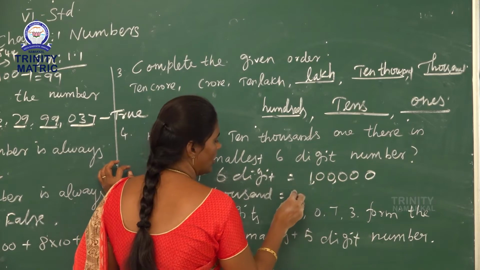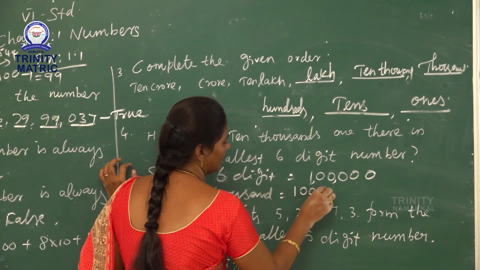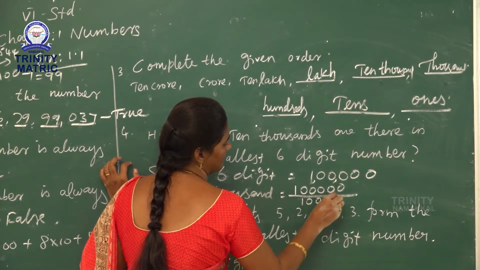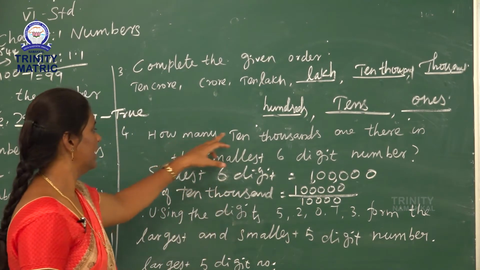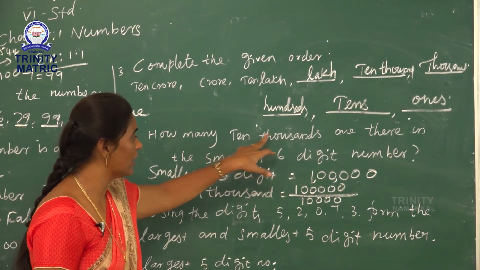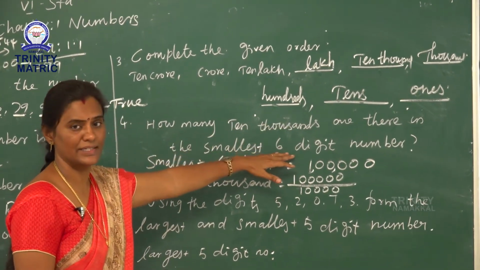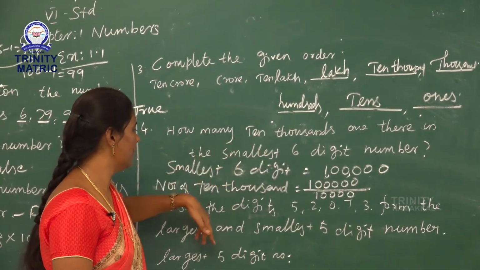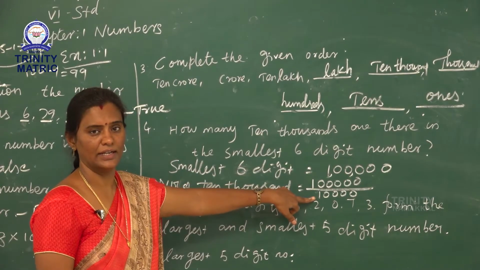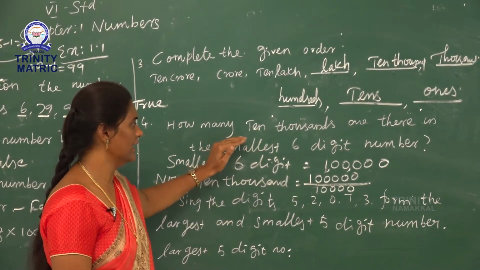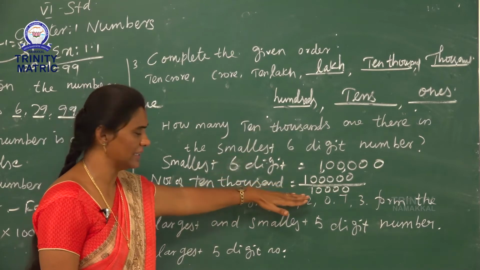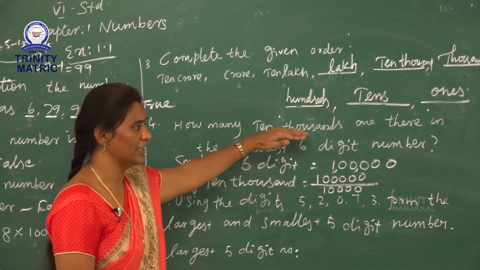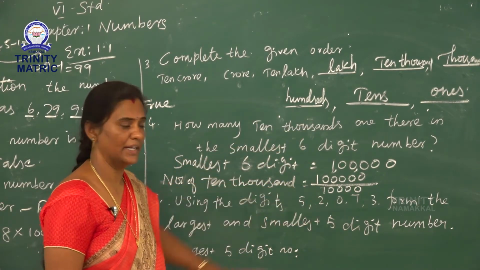We divide 1 lakh by 10,000. Here we have how many 10,000 are there in the smallest 6-digit number. Smallest 6-digit number is 1 lakh. We need to find number of 10,000. So we divide by 10,000. Suppose if we need number of 1,000, we divide by 1,000. Number of 100, we divide by 100. Here we have to find number of 10,000, so here we divide by 10,000.